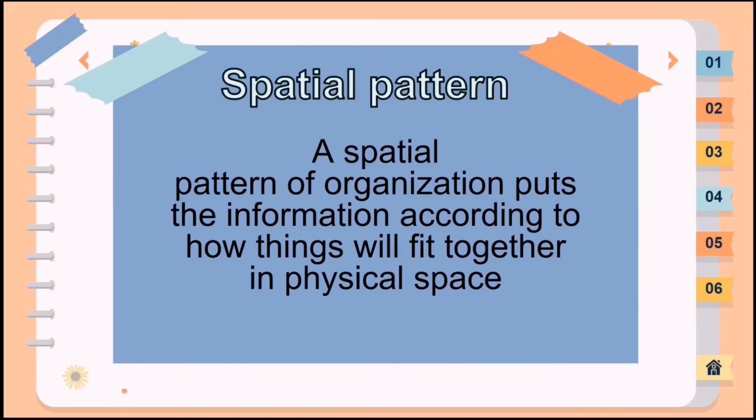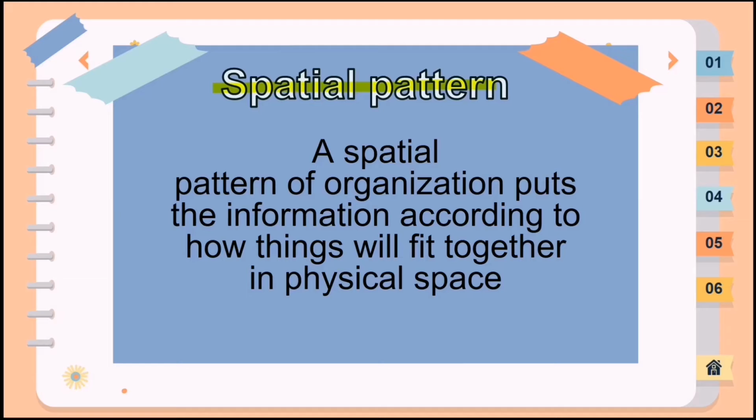It is called the spatial pattern of organization. It puts the information according to how things fit together in physical space, like where one thing is in relation to another. So spatial pattern is describing places and objects in relation to each other. Usually, class, this is used in topics that involve geography. For example, how you are going to describe the parts of a volcano.